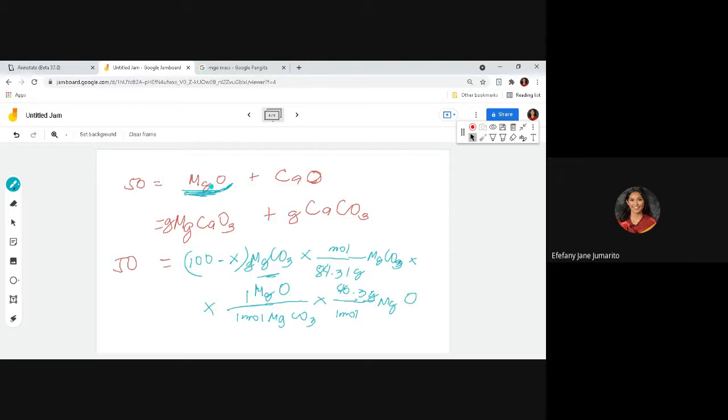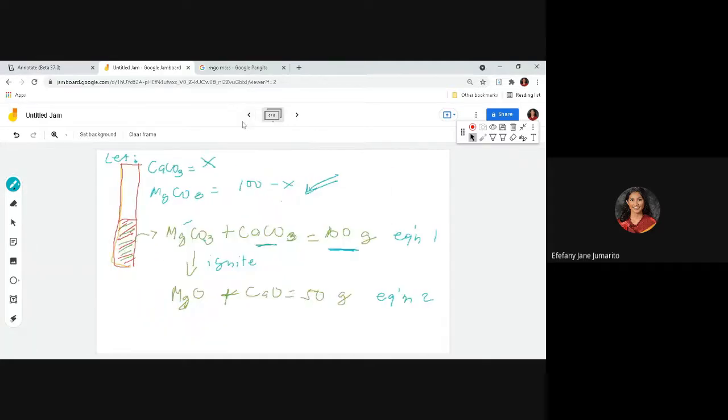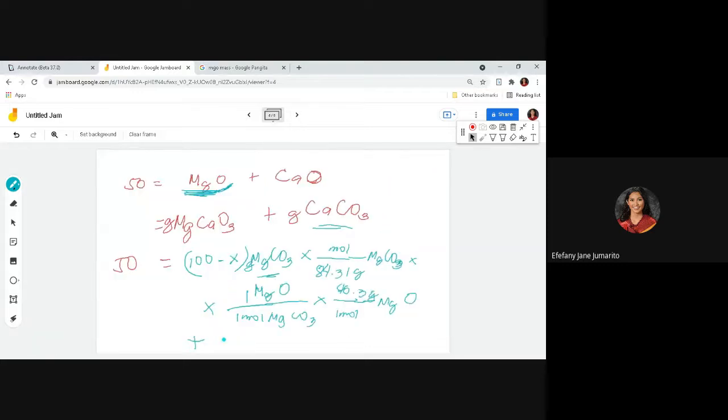Then what's next is we will add the grams of calcium oxide. Now, what will we use for calcium oxide? Calcium oxide comes from calcium carbonate. So what is the weight of calcium carbonate? X, ma'am. Okay, so we have that X: the grams of calcium carbonate times the molecular weight.